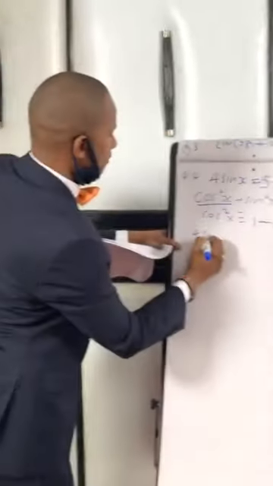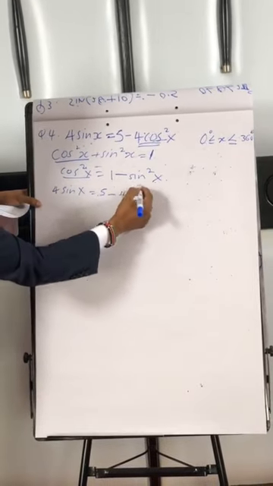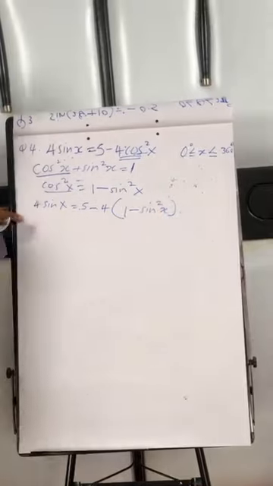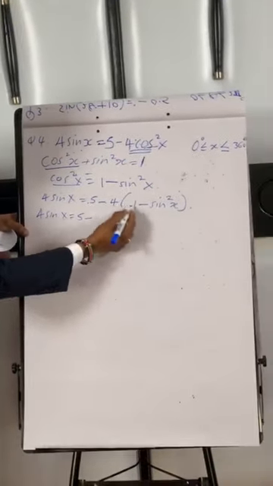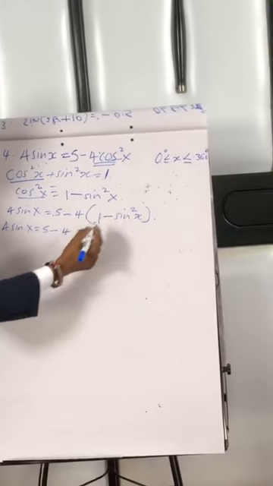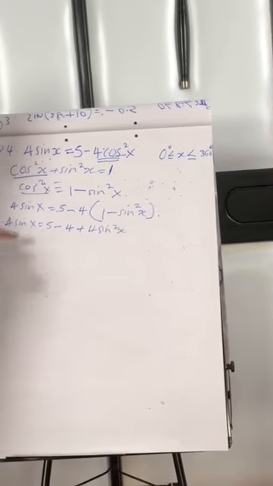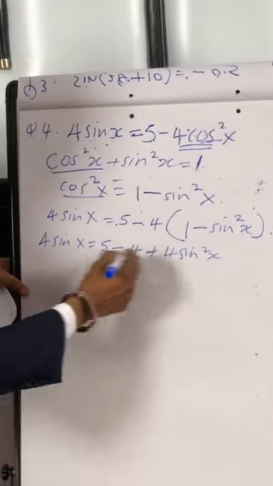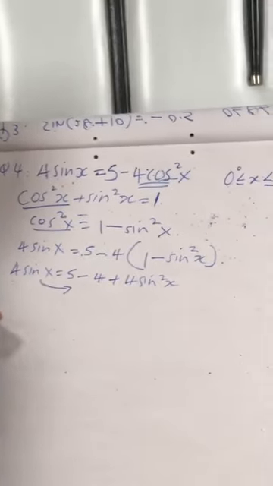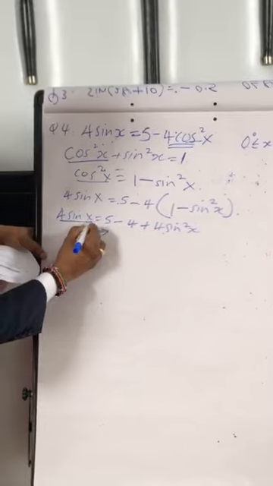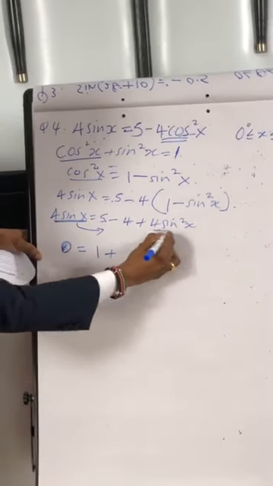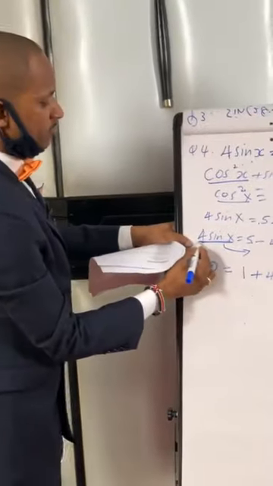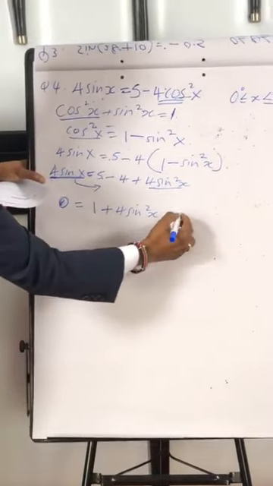So we have 4 sine x equals 5 minus 4 into the value of cos squared x, which we've said here is 1 minus sine squared x. Then we open the brackets, we expand it. That is 4 sine x equals 5 minus 4 times 1 is minus 4. Then minus 4 times minus sine squared x is plus 4 sine squared x. Remember I told you minus times minus is plus. Then from here, we can collect the like terms together. If 4 sine x crosses the other side, it becomes 0 equals 5 minus 4 is 1, plus 4 sine squared x. Then remember we brought this on the other side, so when it crosses the equal sign, it becomes negative 4 sine x.